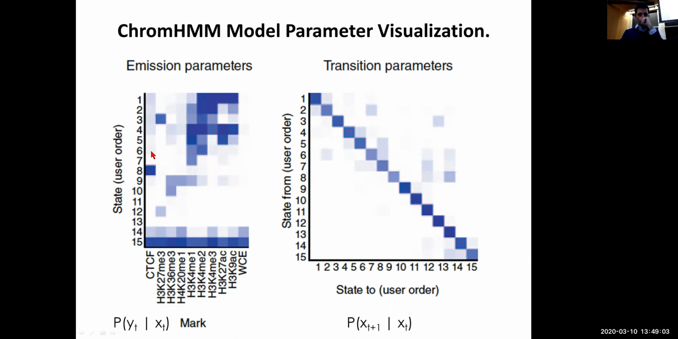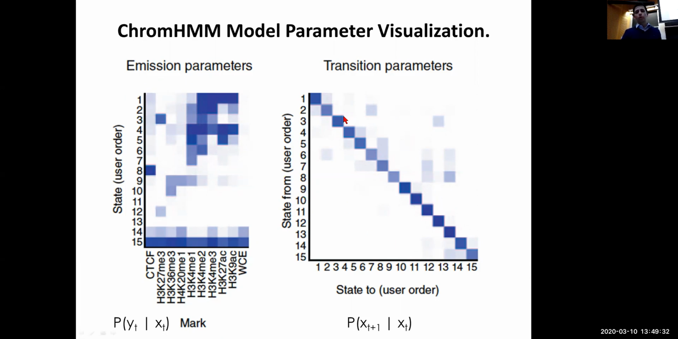So this tells you which combination of histone modification marks you expect to see in each of the states. It's a way of summarizing the very high dimensional space of every possible combination of marks. With 8 marks, you have 2 to the 8 possibilities, into a very small number, like 2 times 8 rather than 2 to the 8. Everybody with me?